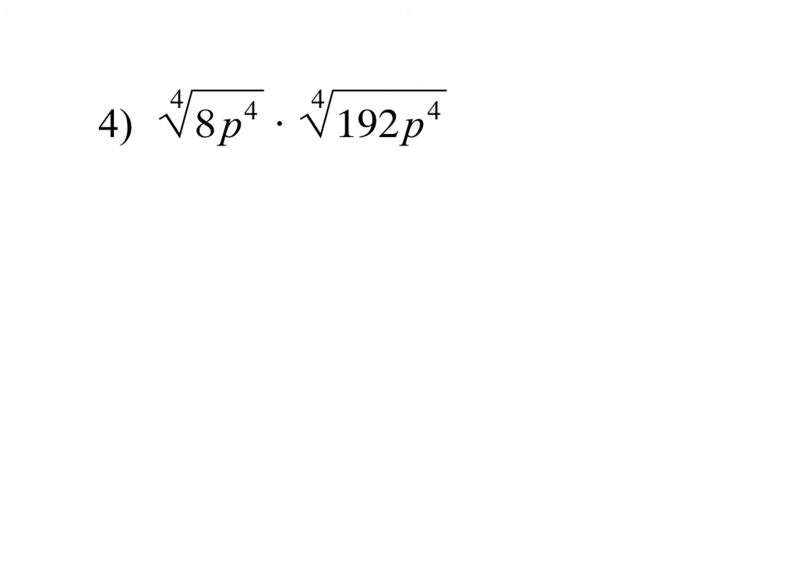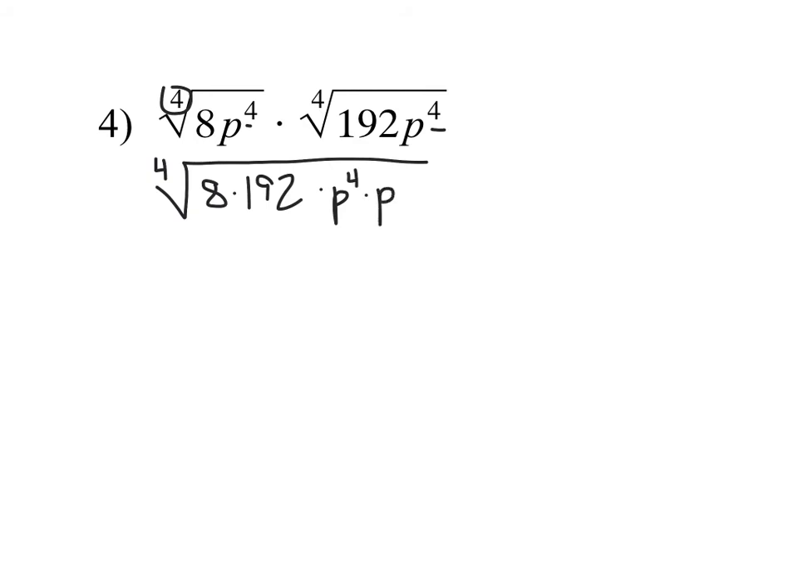All right, you'll notice again, this one has a 4th root. So I want all powers of 4. But before I do that, I'm going to go ahead and make it all one root because they're all 4th roots. So it's going to be 8 times 192. And then, since these are both the same as the index, I'm going to leave them separate. P to the 4th and P to the 4th. Because I know that what I want is 4s.